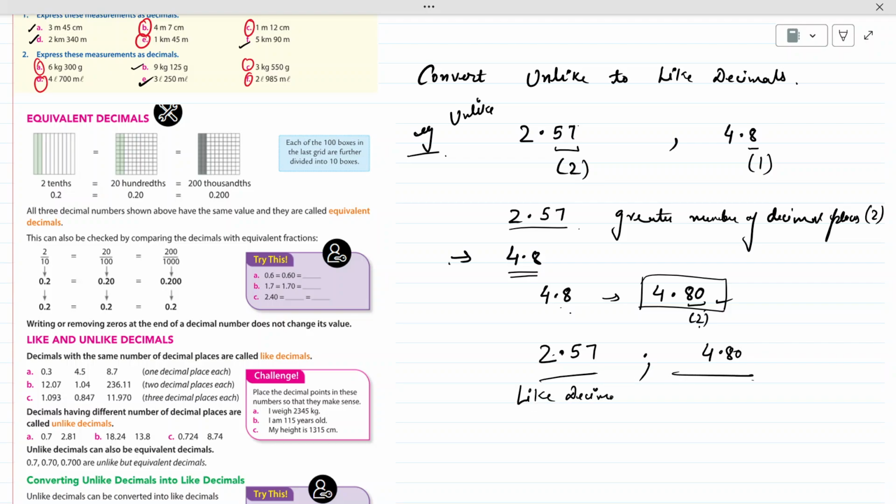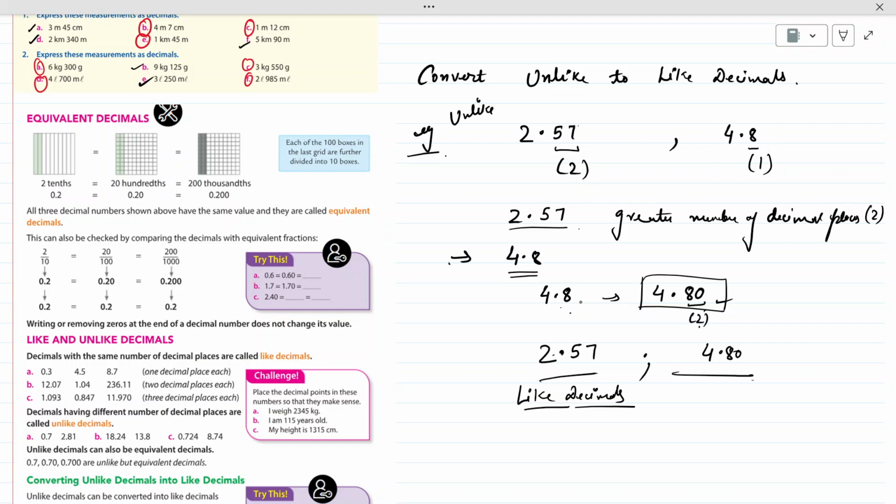So understand what we have done to make unlike decimal to like decimal. First of all, find out what are the number of decimal places in the given numbers. That is the first step. Second step is we have to see what is the number which is having the greatest number of decimal places. So in our case, it was this number. It had 2 decimal places. So that means for the remaining numbers, which is only one number given to us here, we have to increase this number to the 2 decimal places.